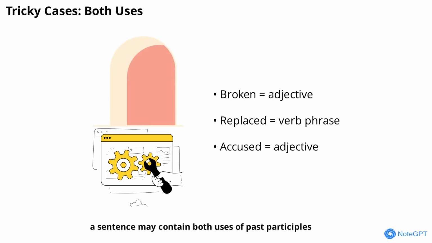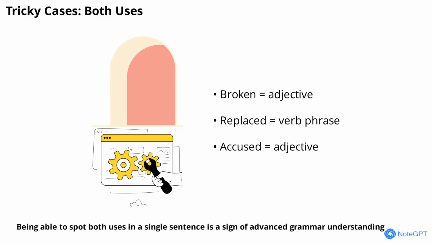Sometimes, a sentence may contain both uses of past participles. For example, the broken window was replaced. Here, broken is an adjective describing the window, while replaced is part of the verb phrase in passive voice. Another example, the accused was interrogated by the police. Accused acts as an adjective, while interrogated is part of the verb phrase. Being able to spot both uses in a single sentence is a sign of advanced grammar understanding.